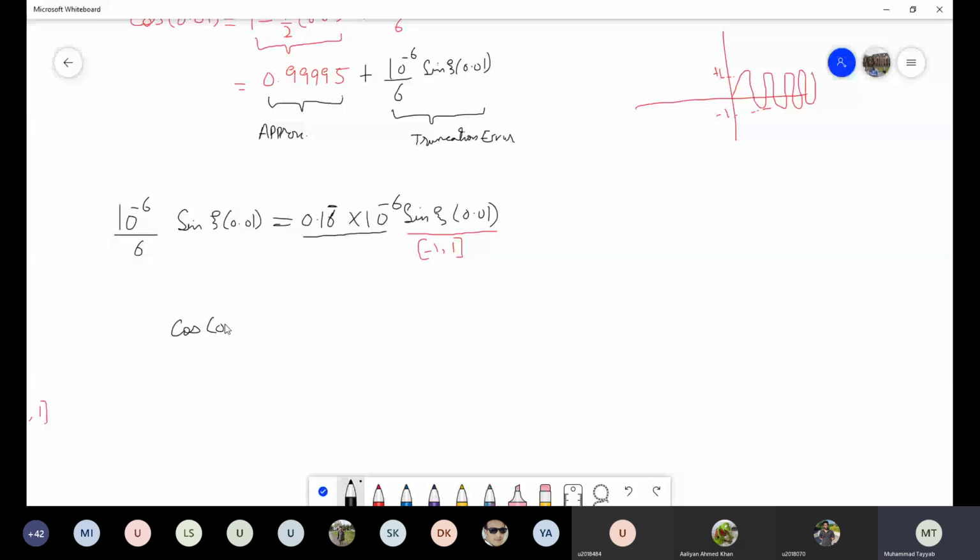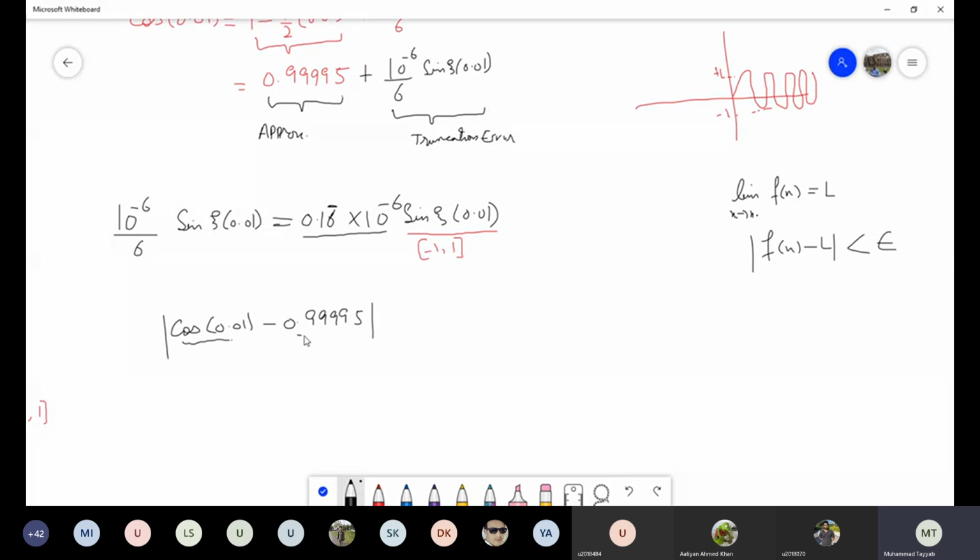Let's say I can write cos of 0.01 minus 0.99995, mod. Here the limit concept will repeat. Where did we find this? From the Taylor approximation, minus cos 0, this was the main function. When I defined the limit, as x approaches x naught, f of x equals l, then mod of f of x minus l was less than epsilon. The same thing I am repeating here: this is the function f of x minus the limiting value, and this must be less than or equal to this error that we defined here.